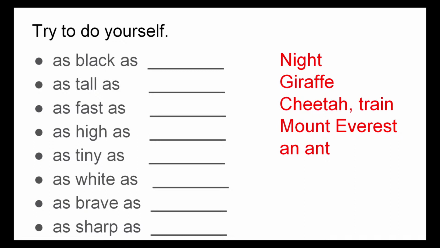Next, as white as snow. Yes, something which is white, we will compare it with snow. So the simile for it is as white as snow, something which is very white.